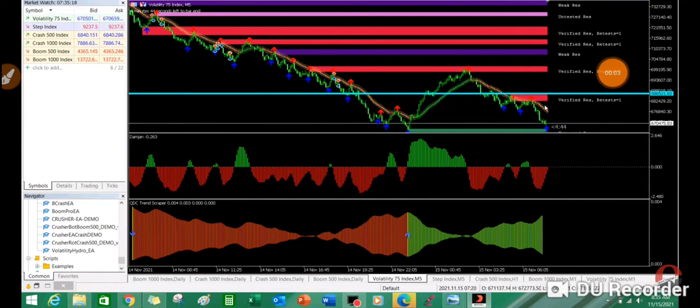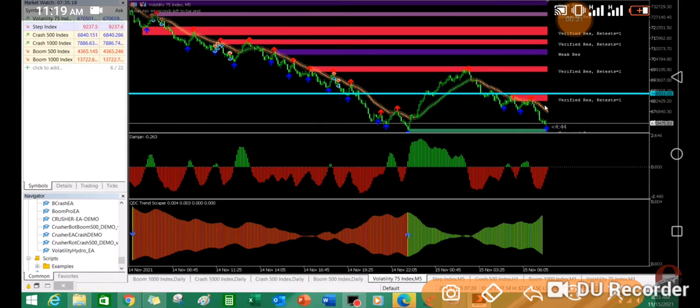Hello guys, welcome to the updated version of the PC indicator, how to use the PC indicator. Some people said I only did the downtrend and never did the uptrend. So let me explain this with five setups. This is the first one.